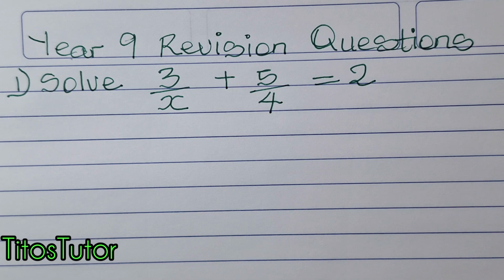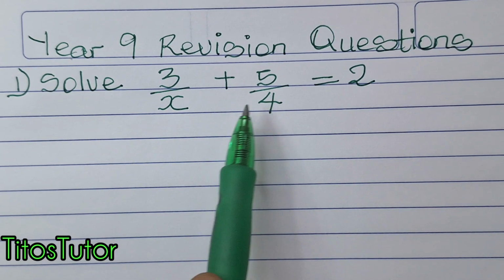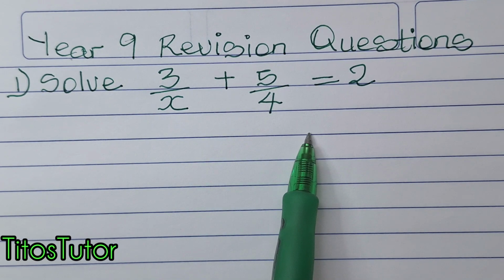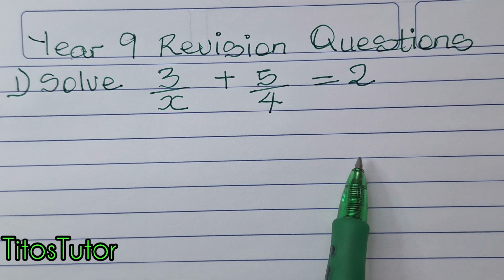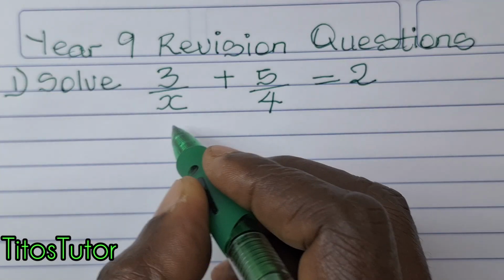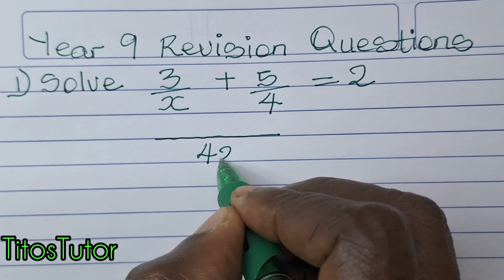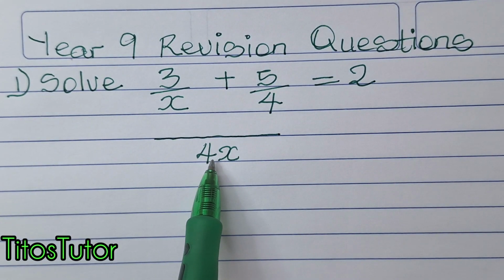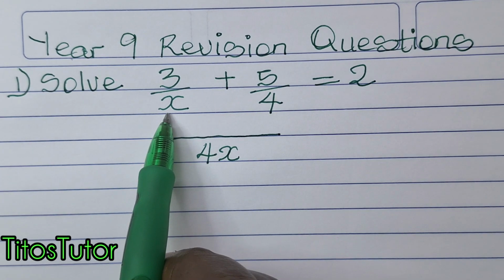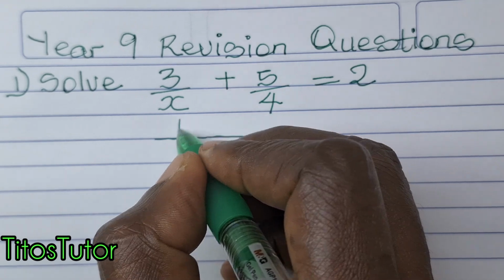Remember that this is a fraction added to another fraction, so you must sort this out first to make it a single fraction, then you equate it to 2 over 1 so you can cross multiply. Let's find the LCM of x and 4. LCM of x and 4 is 4x, so you do LCM divided by denominator. 4x divided by x is 4, times numerator. 4 times 3 is 12.